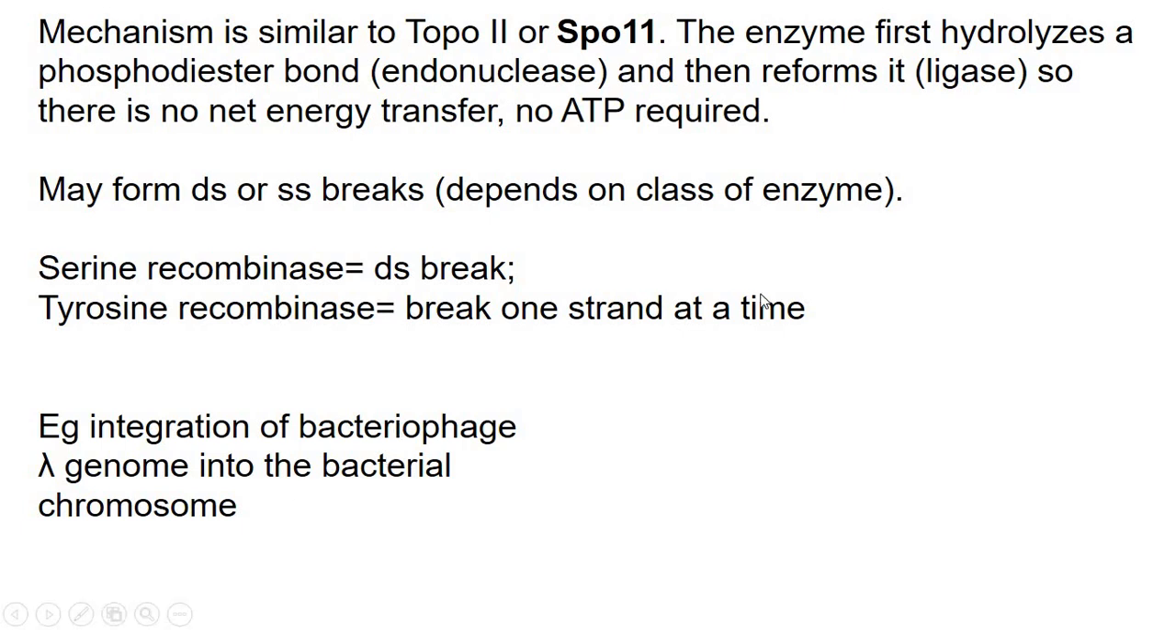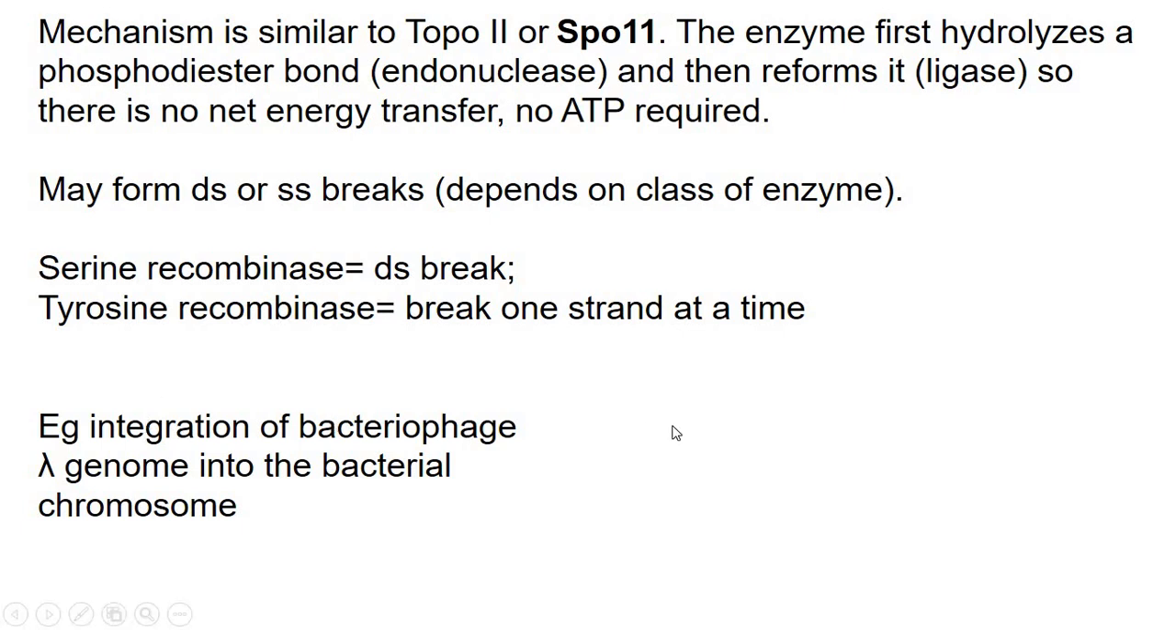Depending on the class of enzymes, the cut can be double-stranded or single-stranded. However, single-stranded is not quite the exact term. It's a single-stranded break at a time, although both strands will be broken eventually. Serine recombinases cause a double-stranded break, so they break both strands at the same time, whereas tyrosine recombinases break one strand at a time, but will break both strands eventually.